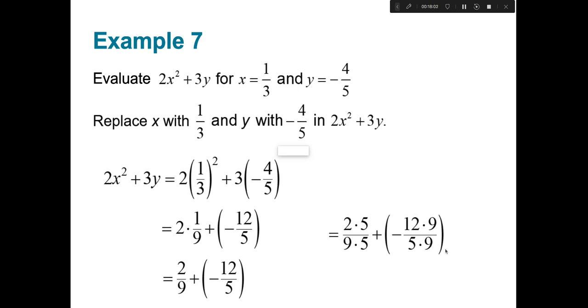Ooh, what's 12 times 9? 108. Nice job. So I have 10 over 45 plus a negative or minus 108/45. What is 108 minus 10? -98 over 45. And they're not going to make you reduce that. They're going to call that your answer.